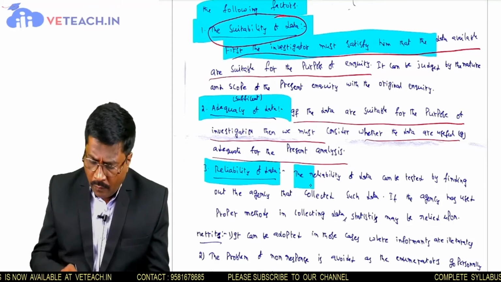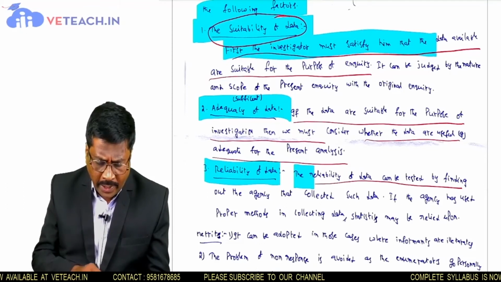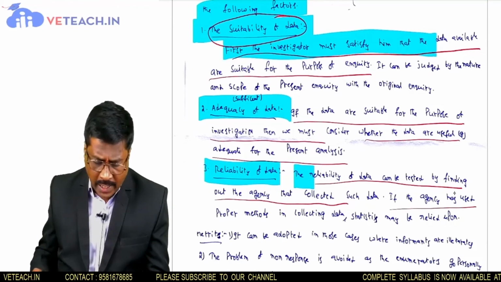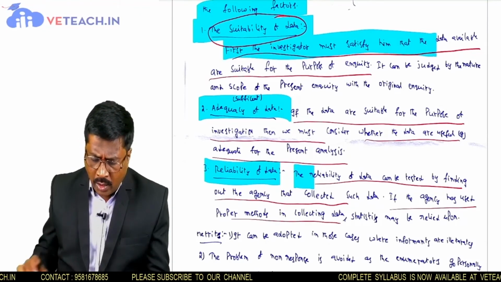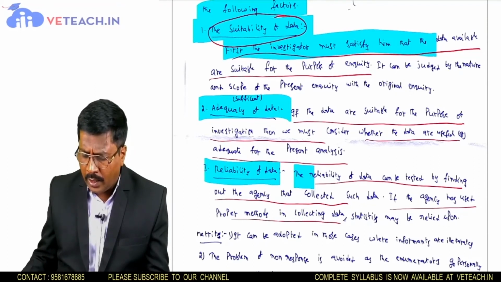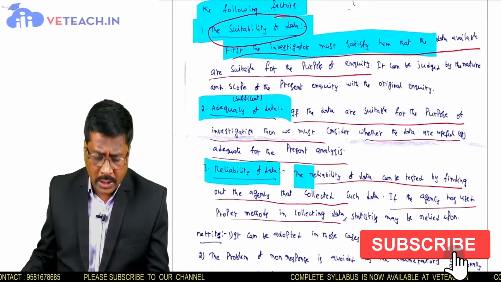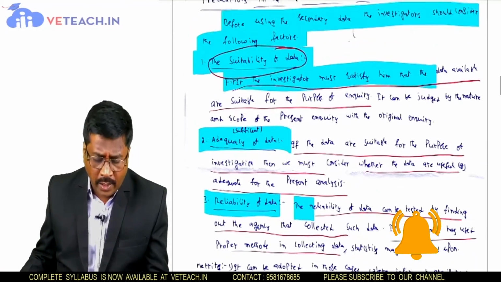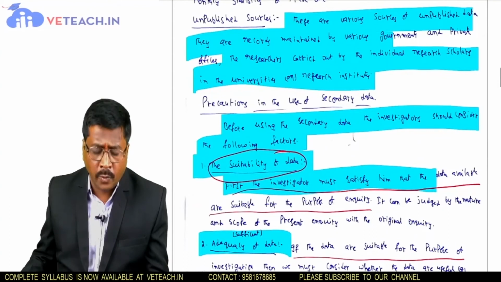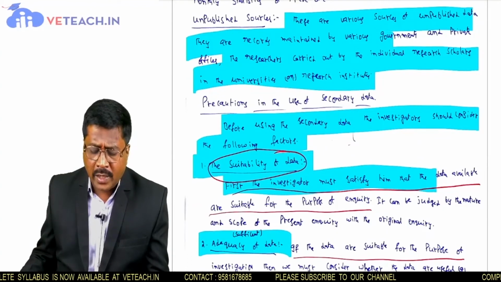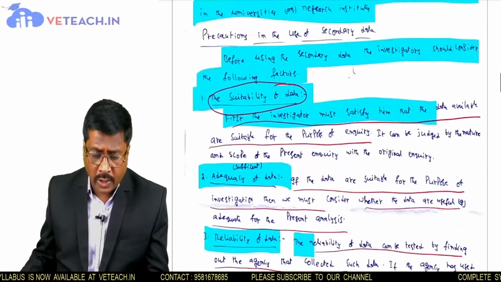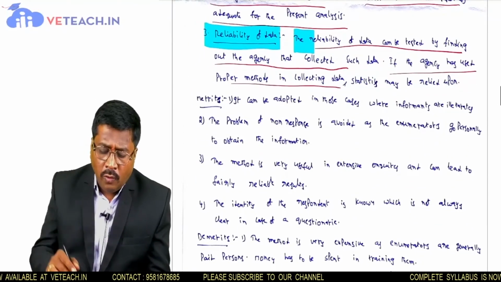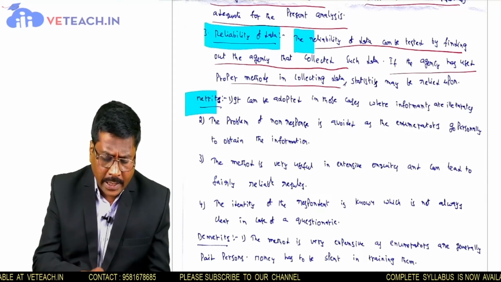The reliability of data can be tested by finding out the agency that collected such data. If the agency has used proper methods in collecting the data, the statistics may be relied upon. Like that, how much reliability is there, that information is required. So these are the major factors that play an important role as precautions when we collect secondary data from the agencies. Now we'll go to the merits and the demerits of the secondary data.